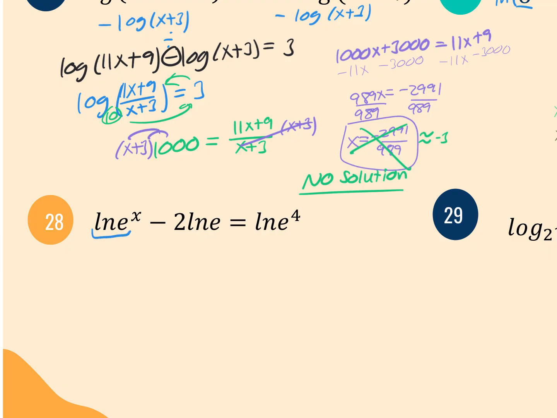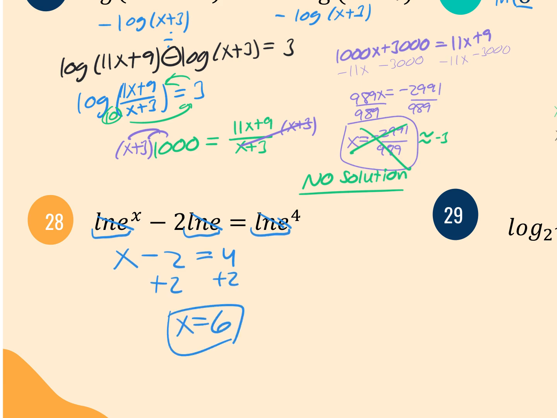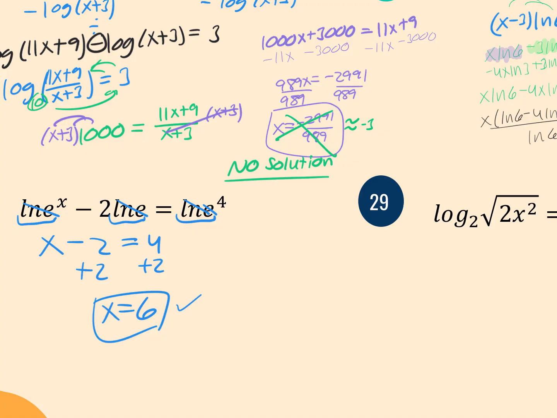Just notice you see a whole bunch of ln e's, right? ln e. These are gonna cancel out. These are gonna cancel out. And then these are going to cancel out, right? I shouldn't have to explain that anymore. The ln and e are always going to cancel out. And then I'm going to add the 2 on both sides, and then I get x equals 6, all right? Plugging it in is not going to give us any extraneous solution, so that is a valid solution.